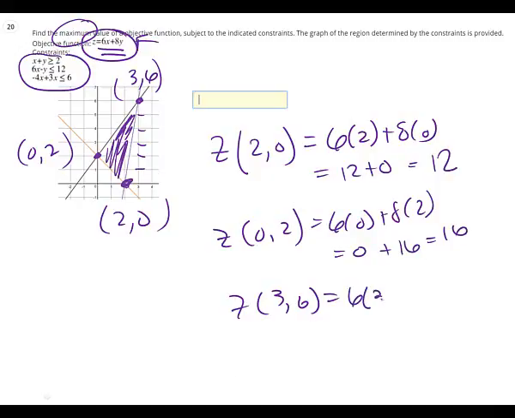All right, 6 times 3 plus 8 times 6. 6 times 3 is 18. 8 times 6 is 48. 18 plus 48 is 66. Do we agree, everybody? 66, okay?